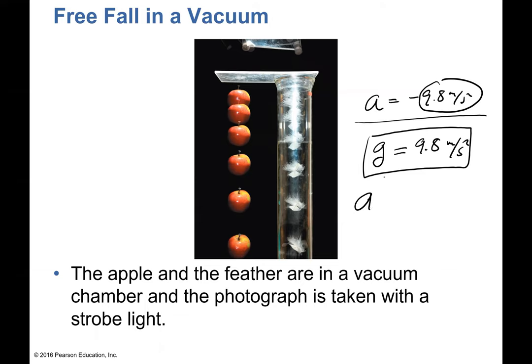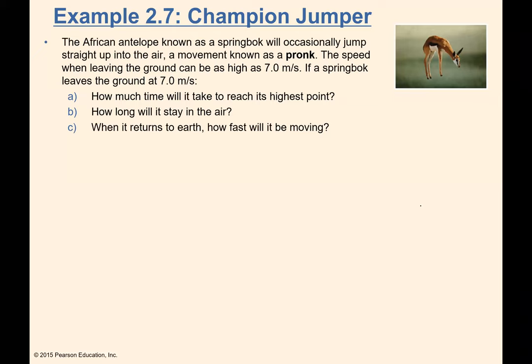That means that we're going to say acceleration, which is always going to be in a vertical direction, equals negative g, because g is 9.8 meters per second squared. Both of them are vectors. Negative just represents in which direction it's acting, which is straight down. All right, so let's look at some examples.